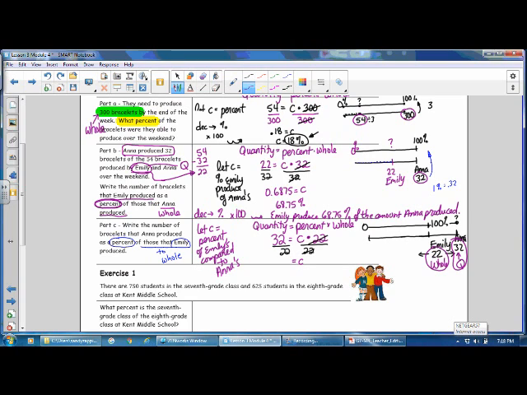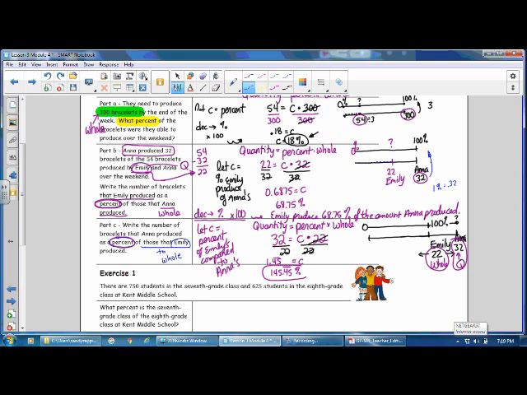32 divided by 22 equals 1.45 repeating. And remember that this is a decimal representation and we are to write it as a percent. So when you change a decimal to a percent, you multiply by 100 and move your decimal 2 places to the right. So that's going to equal 145.45 repeating percent.